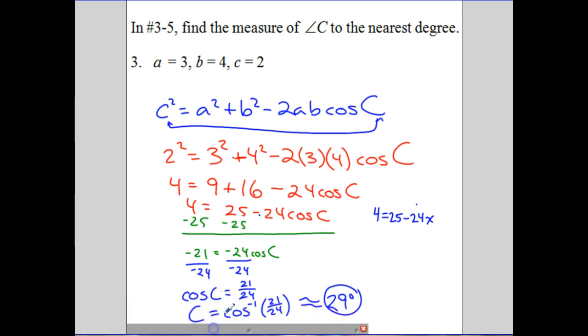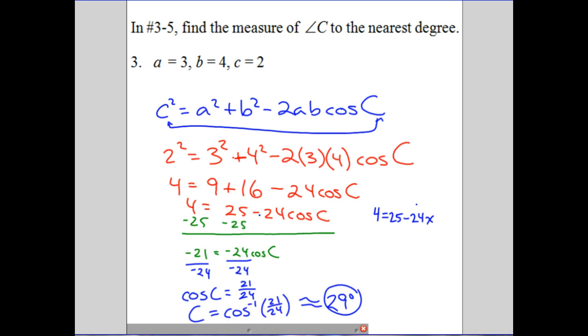So I'll go to my calculator. I'll do inverse cosine of 21/24, and I'll get 29 degrees. I need to look and see if that makes any sense. C is the smallest side, so I would expect it to be across from the smallest angle. And 29 is a pretty small angle, so that seems reasonable.